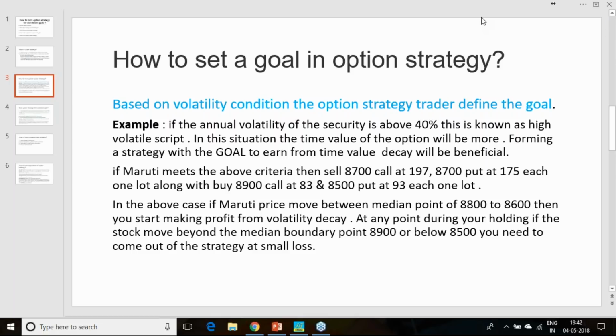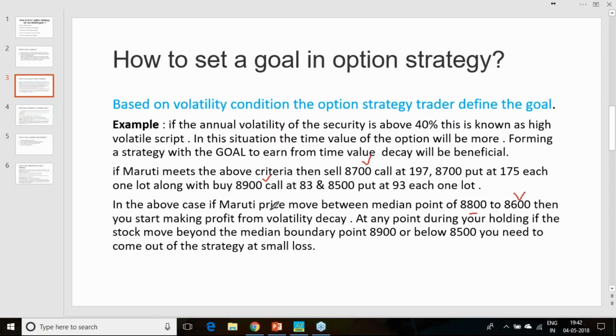So that is what your analysis says. Now your analytic part says you have a median point. So you can say 700, 900. The mid of that is 8,800. Mid of the downside is 8,600.